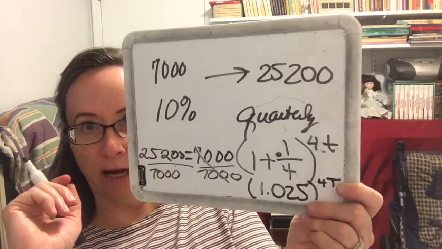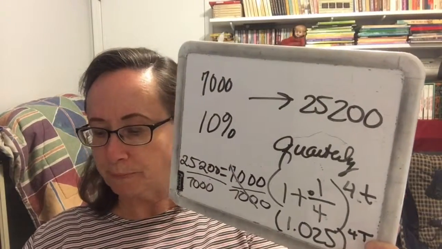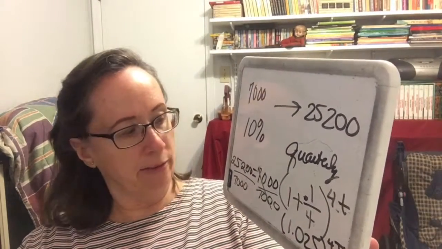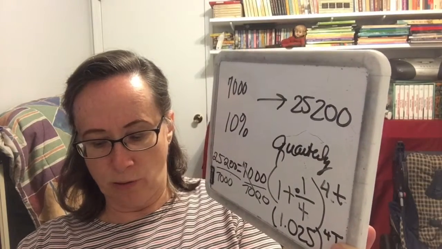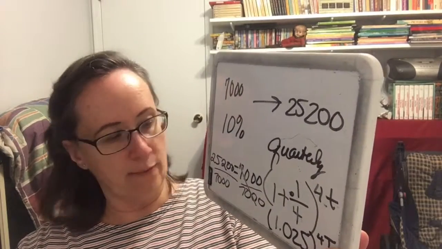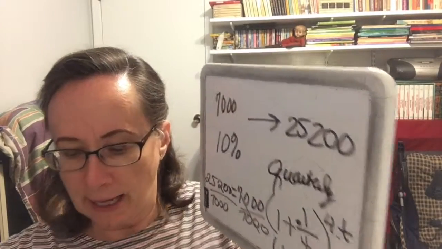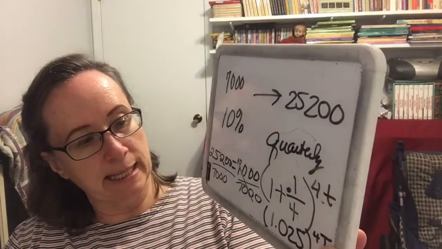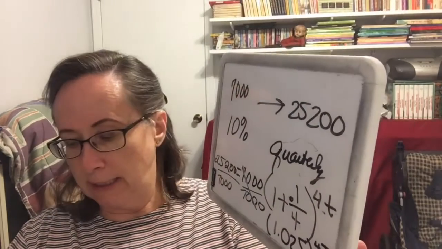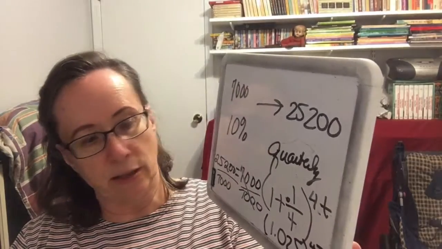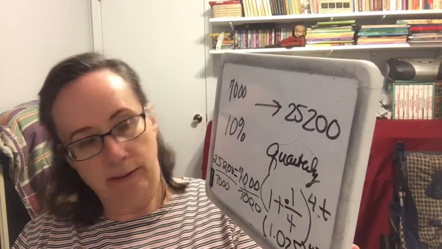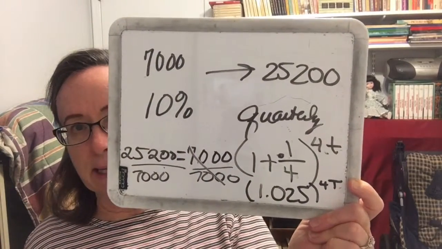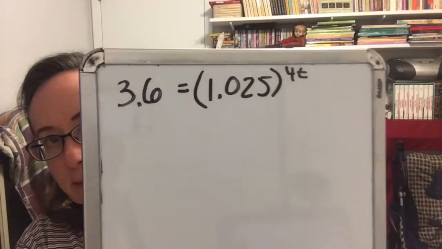Okay, so let's clean all of that up on a new board. I'm going to go ahead and just do the math on 25,200 divided by 7,000. And I get 3.6. So 3.6 is equal to 1.025 raised to the 4t. Okay, so that's what we had before, and it cleans up very nicely to this.